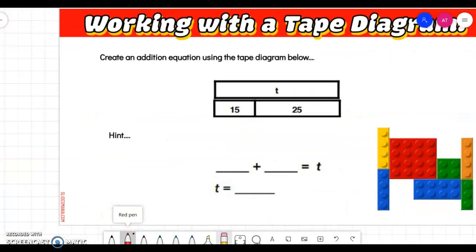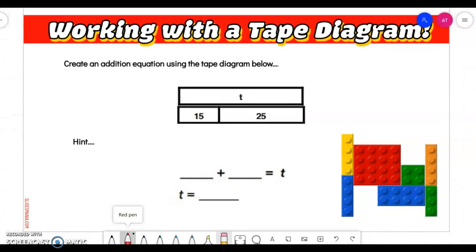A tape diagram. Let's look at our first example here. It says we're going to create an addition equation using this tape diagram below. So I have my t, which is going to be this large. From here to here is t. Okay? So I need to know how much is t. Well, if you can see right below it, from here to here is 15. And then from here to here is 25. So what do you think that we're going to do in order to solve t?